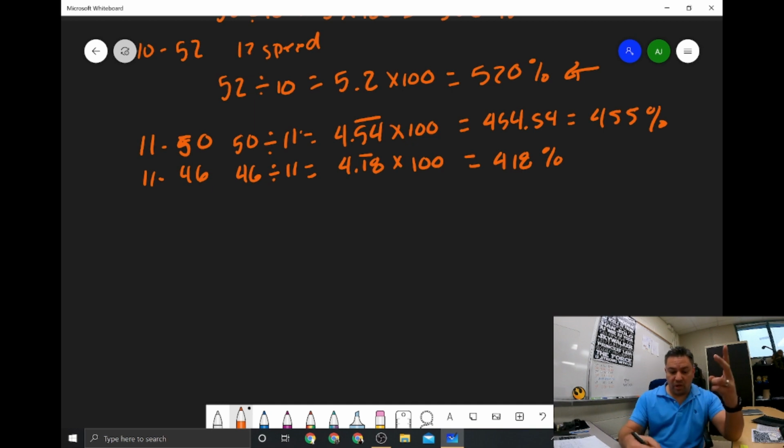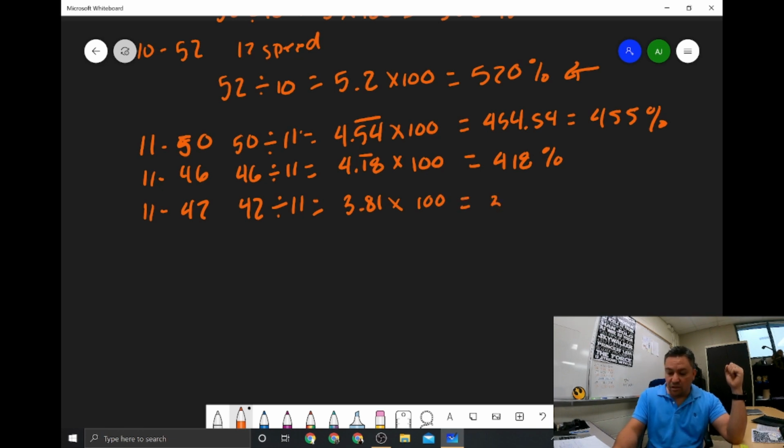Let's do two more common ones. A lot of people with the Axums and the Mongoose Otters have this type of cassette. So you might have an 11 to 42. This is 42 divided by 11, which gives you 3.81 repeating. When you multiply times 100, you get 382% once you round up. Okay. The other common one, 11 to 40. That's the stock one from the Axum, just in case you were wondering. So this is 40 divided by 11.